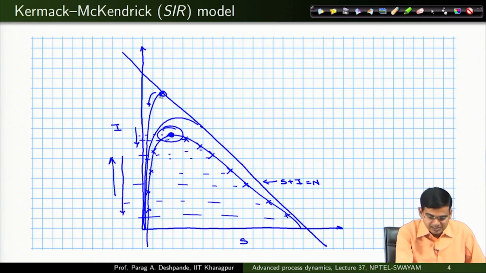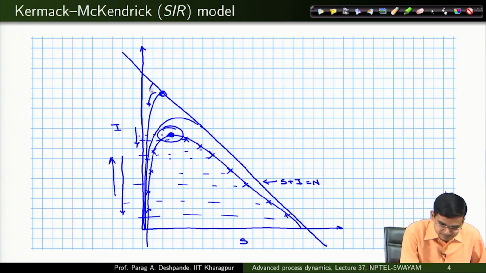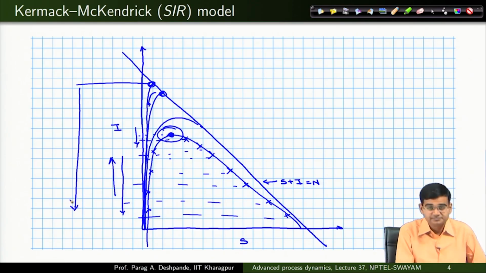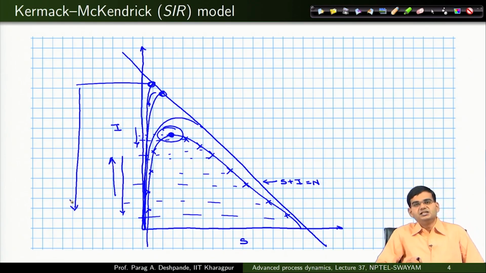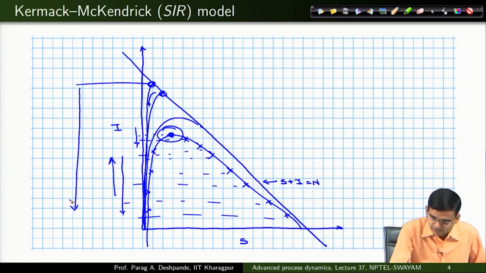Well, in this last case, for example, you start with I and you always come down. So, for such a case the pandemic will not occur at all, because the number of infectives will always come down. What about the severity of the pandemic? This is also something one may comment upon. So, for that what we can do is we can redraw this plot.